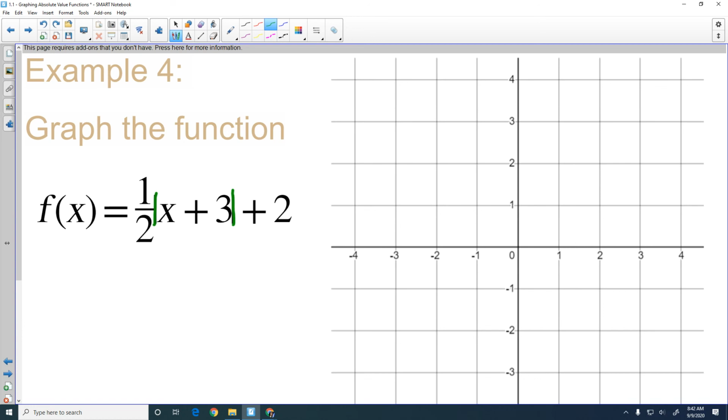Yep, look back at those examples. Try to think about what each number is going to do to the graph. How's it going to change it? How's it going to move it?